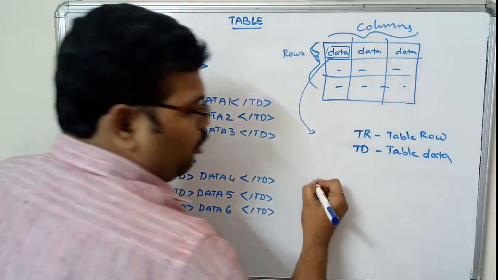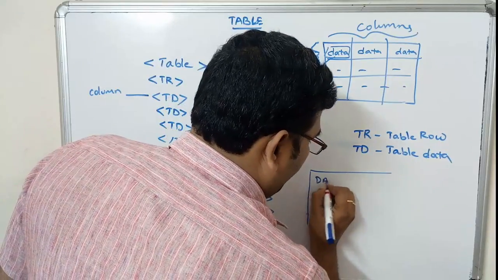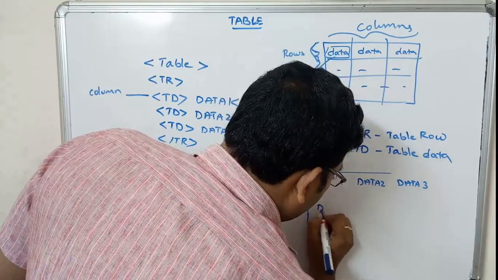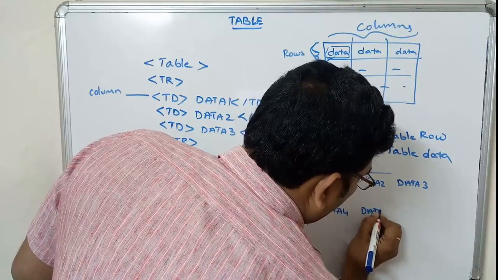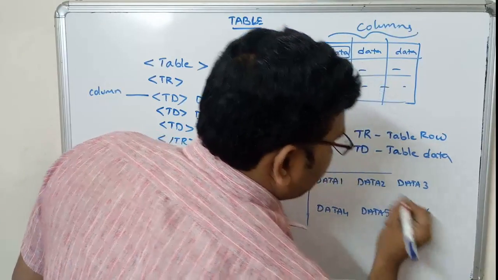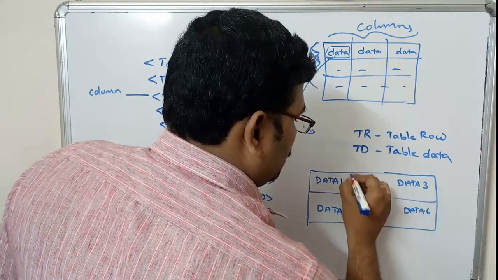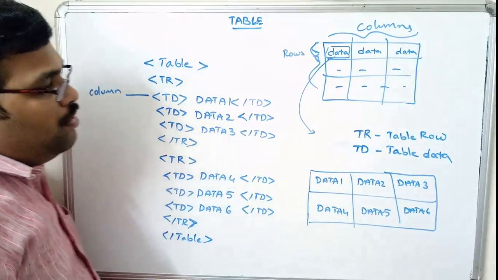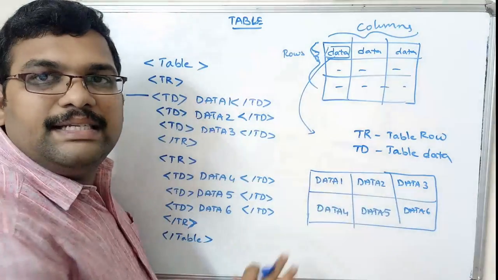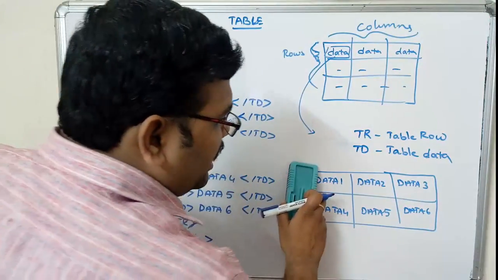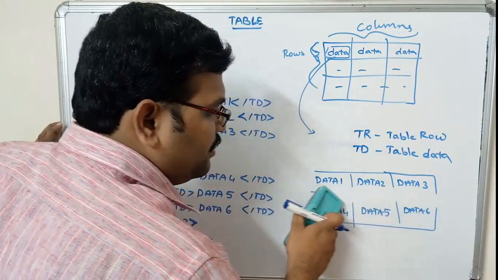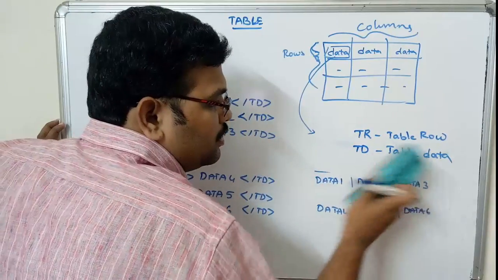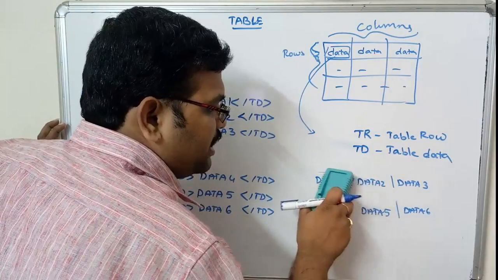So the output for this one is data 1, data 2, data 3, data 4, data 5, data 6. The output of this code will be this one. Now, initially, there will be no border for this table. Without any border, the data will be displayed in this format.